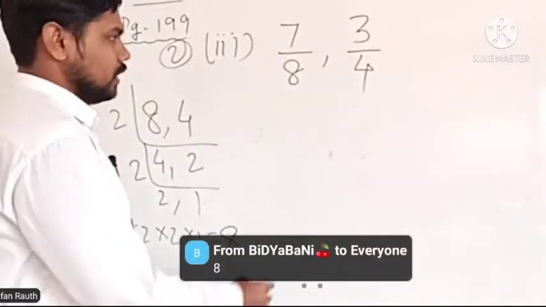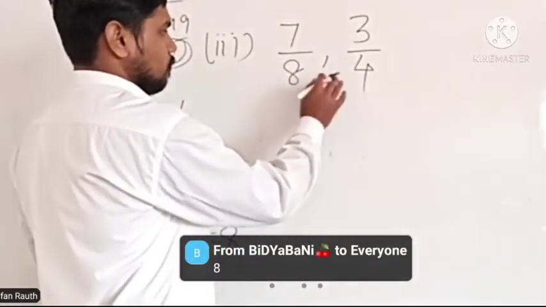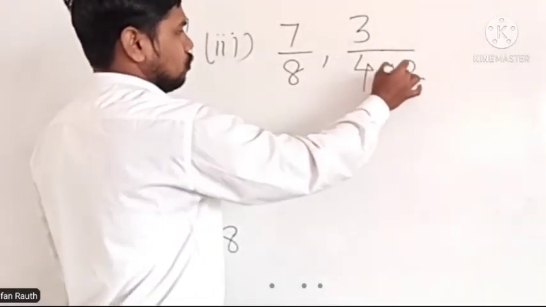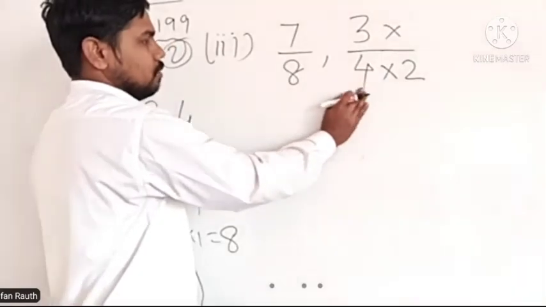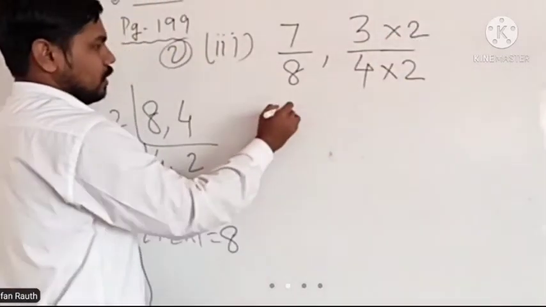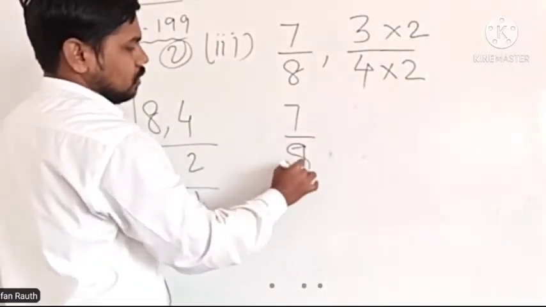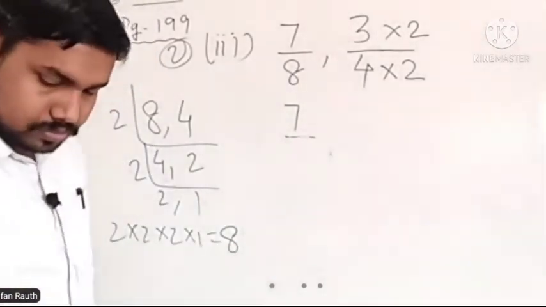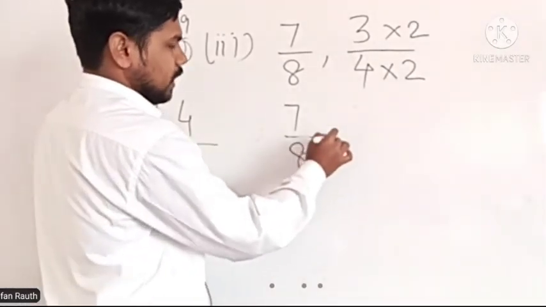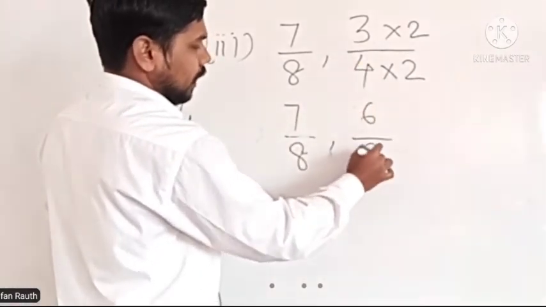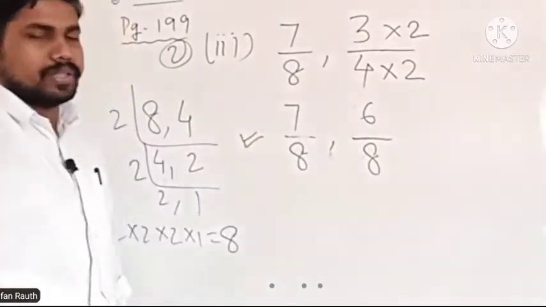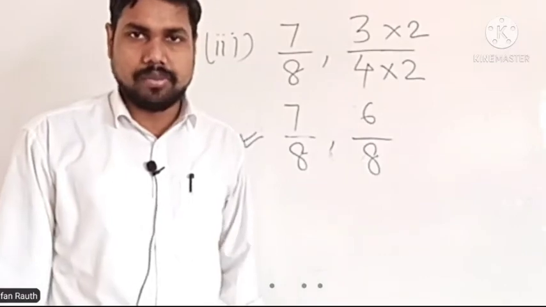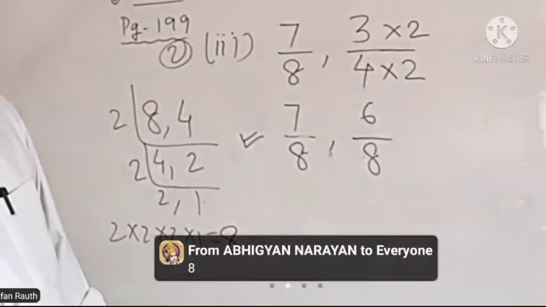So 8 you need to make the denominator. ठीक है, तो 8 it is already there in this number. So you need to make this as 8. So for making this 8 you need to multiply 2. If you are multiplying 2 with the denominator you have to multiply 2 with the numerator also. So the required numbers will be 7 by 8 and 3 2 are 6 divided by 8. So these are the two numbers which will be the required answer. So यहाँ पे आप देख सकते हो both become now with the same denominator. So 7 by 8 and 6 by 8 will be the answer.